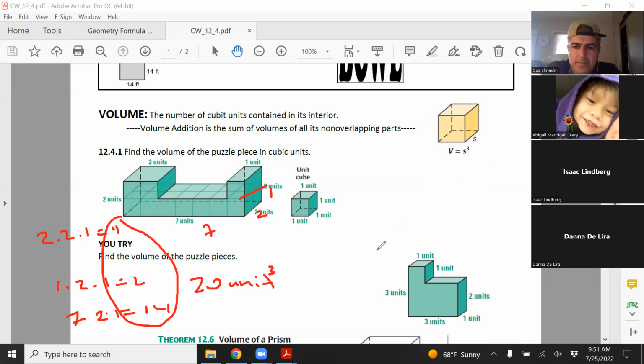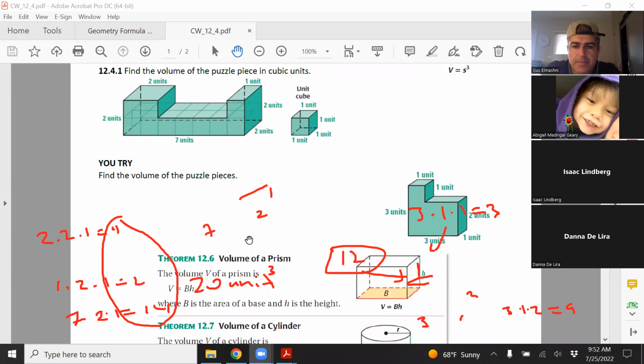So let's look at this one here. You got a little small piece up top. That's 3 by 1 by 1. And this right here is 3 by 1 by 2. So 3 plus 9, of course, is 12. So that's 12 for that one. So that's just what we do.